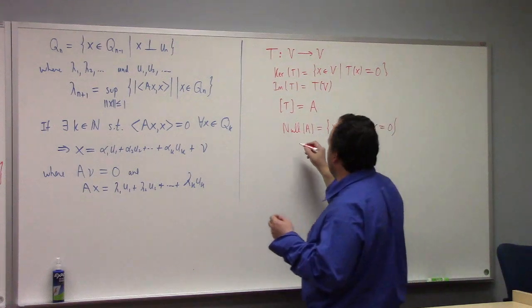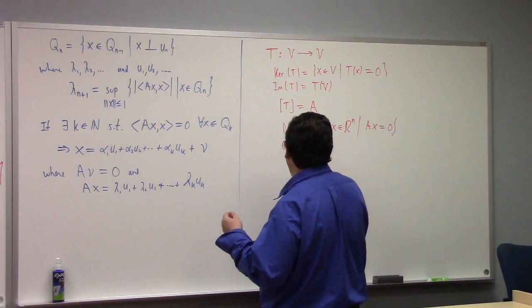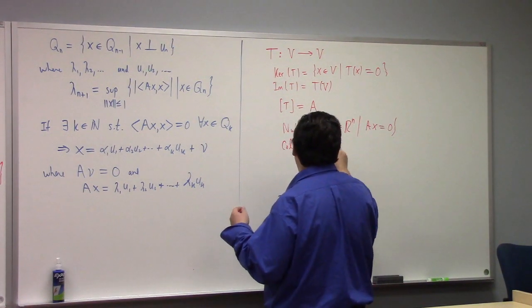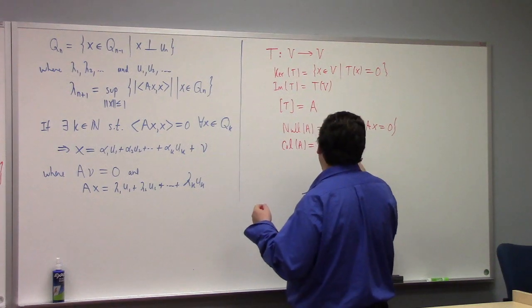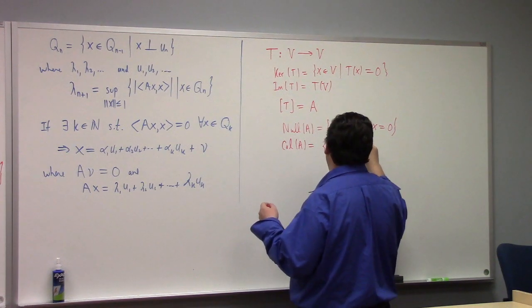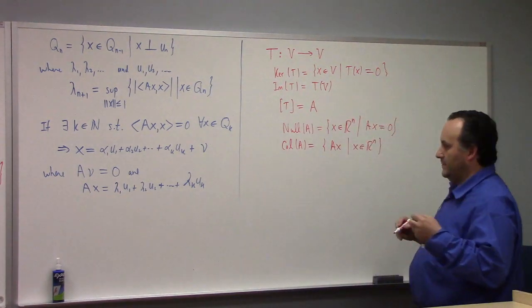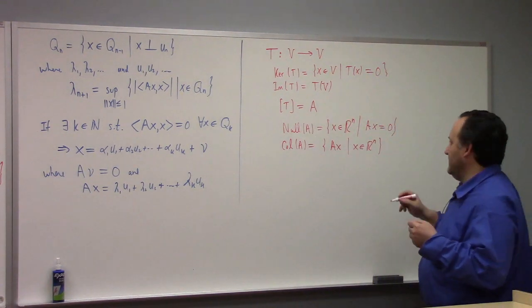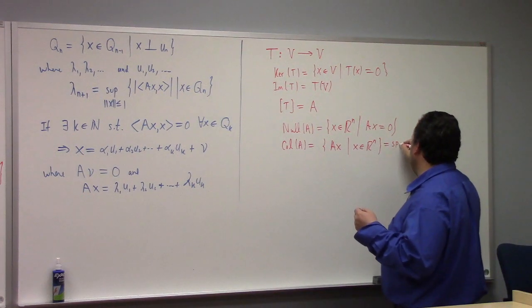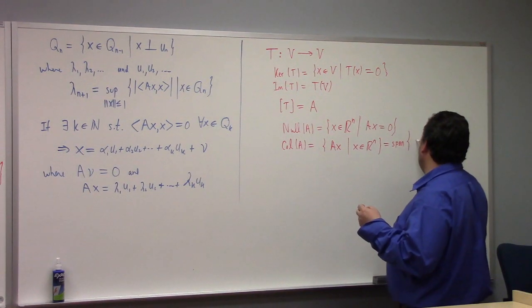The column space of A is basically Ax such that x is in Rn. But this is also equal to the span of the columns of A.